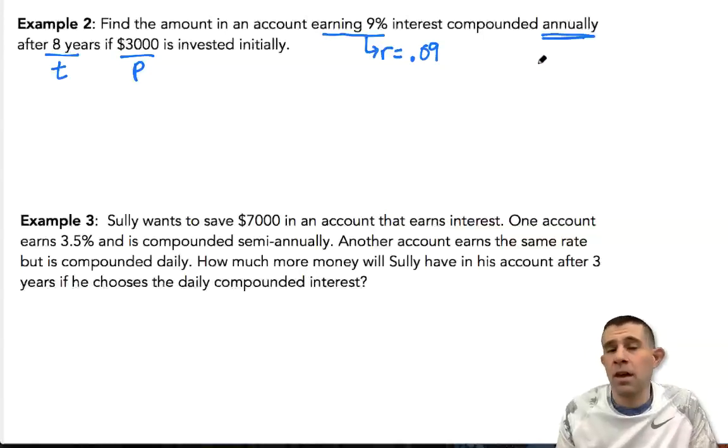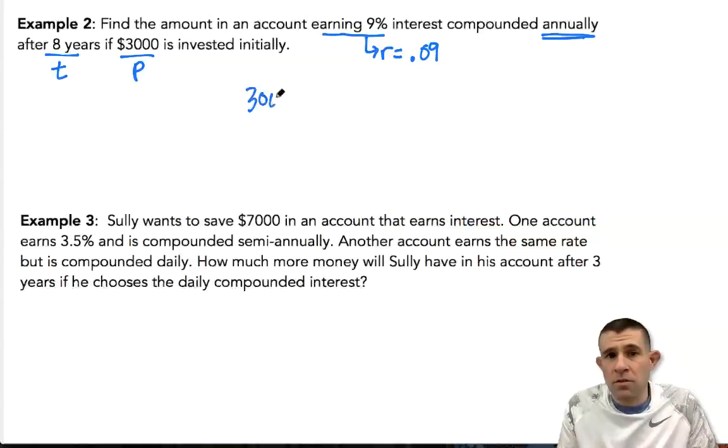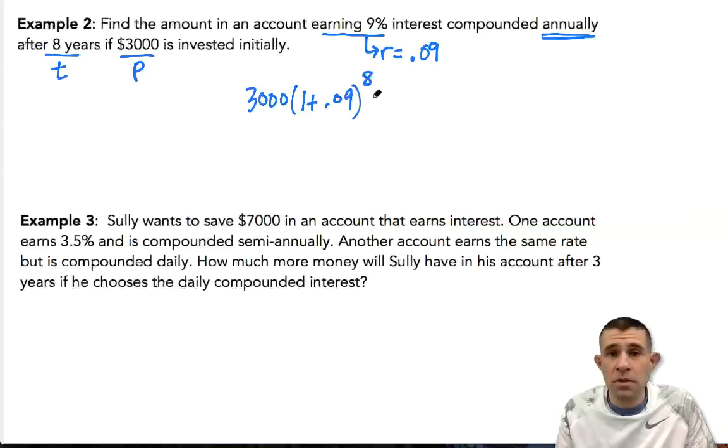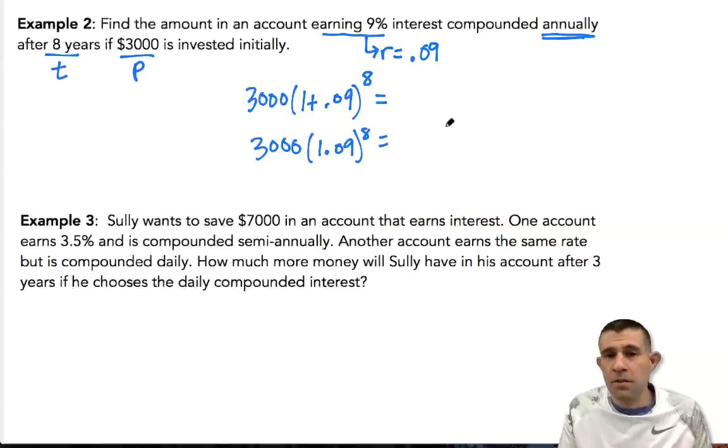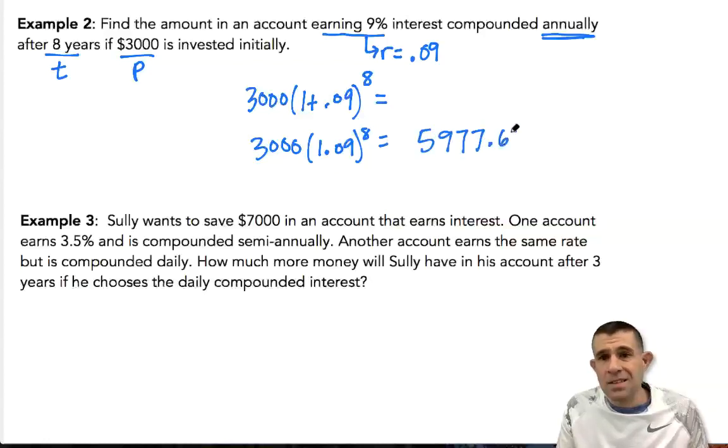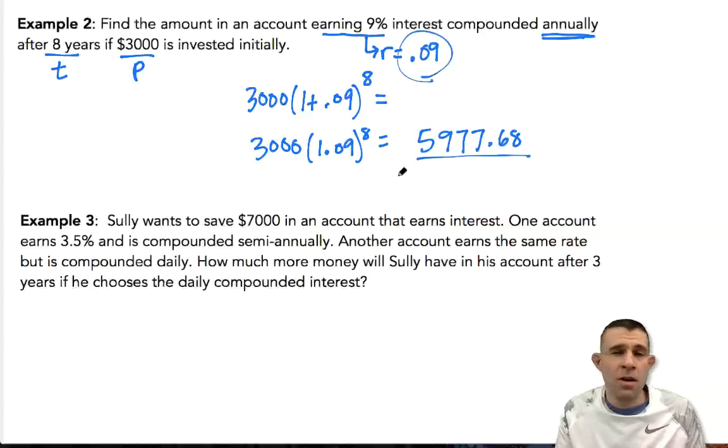So we're just going to use our annual compound formula, which says the 3,000 times 1 plus our interest rate as a decimal raised to the t power, which is the number of years, which is 8. So we're going to plug that into our calculator. When we do that, we get 3,000 times 1.09 to the 8th power, and this is going to result in $5,977.68.